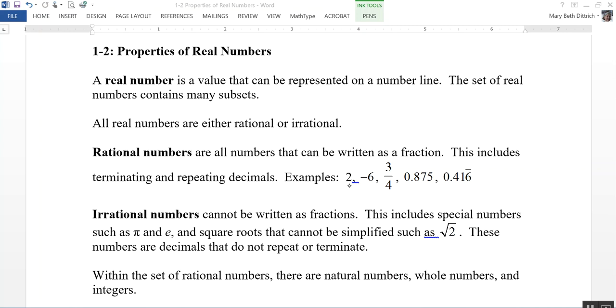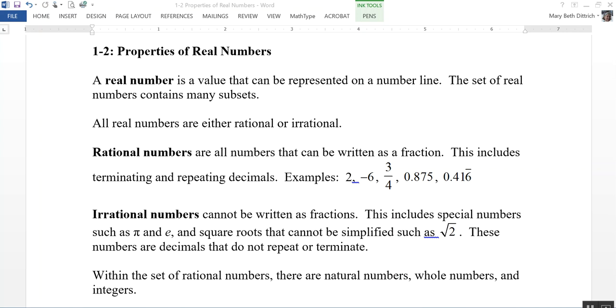Here are some examples. So 2, -6, 3/4, 0.875, that's a terminating decimal, it ends and it can be written as a fraction, and 0.416 with the 6 repeating, that's a repeating decimal and that can also be written as a fraction.